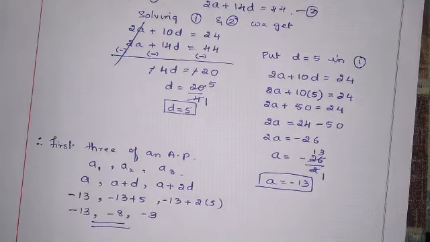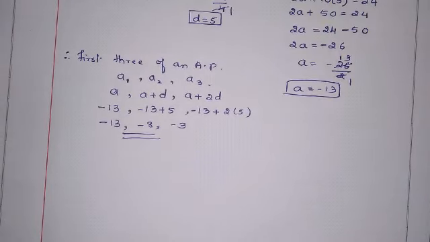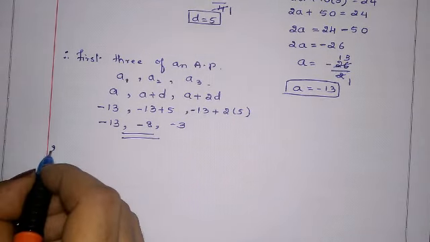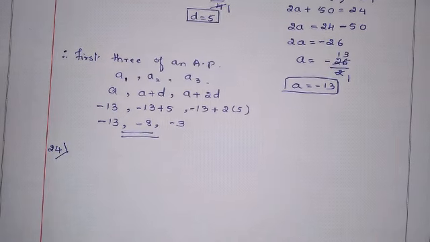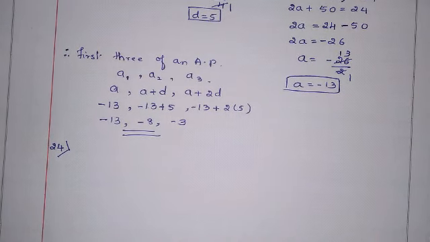Let us see now question number 24. It is a bit different question, so listen carefully. The 12th term of an AP is 9 times the second term. Okay, let me repeat the question one more time. The 12th term of an AP is 9 times the second term. Show that the 17th term is 5 times the fourth term.